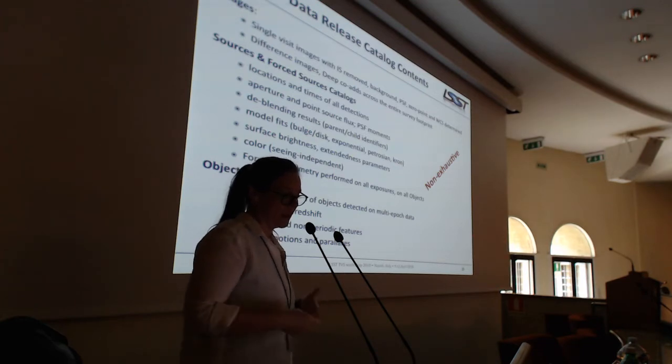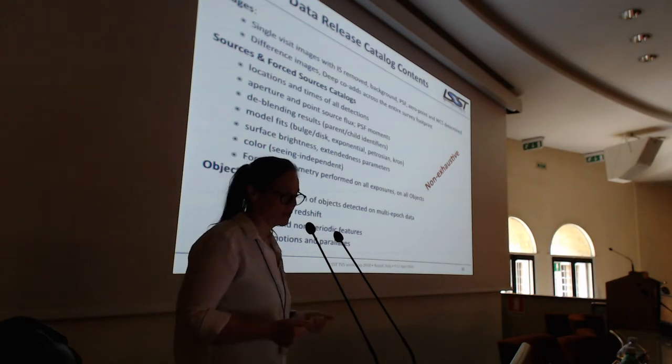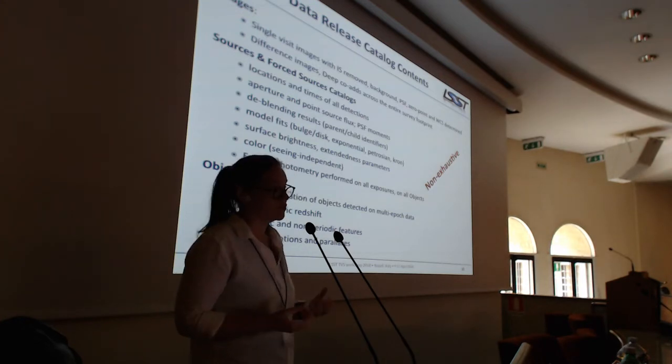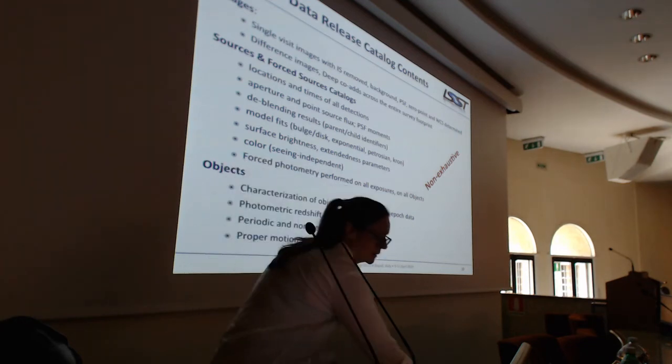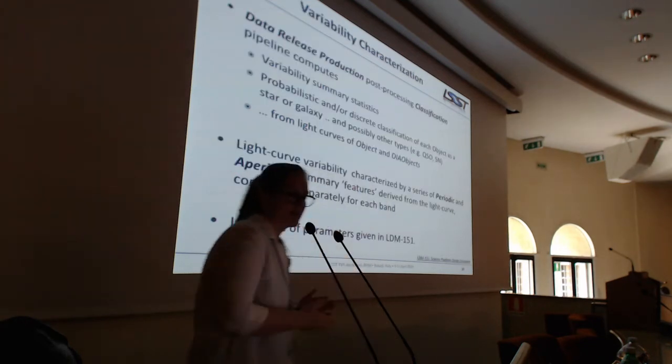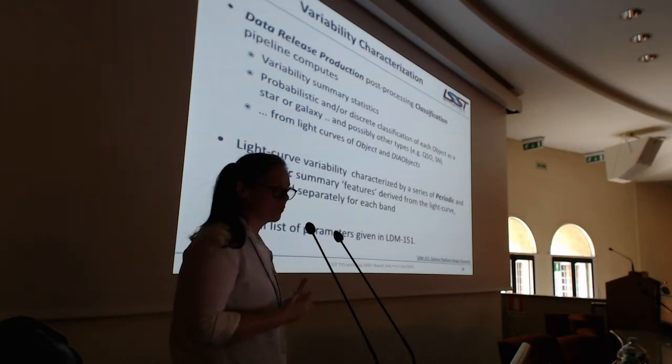Objects: there will be characterization of objects on multi-epoch data, photometric redshifts, periodic and non-periodic features of the objects, proper motions and parallaxes. So I'm going to take this moment to talk a little bit about, in terms of variability characterization, what you might expect to see.